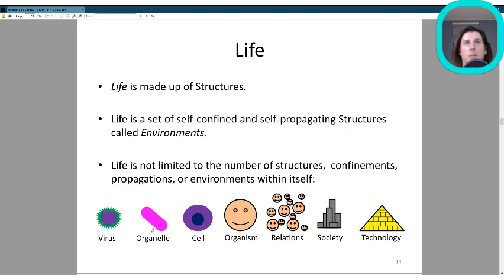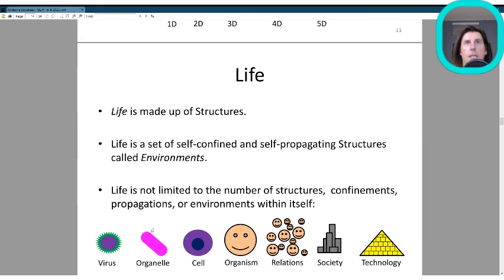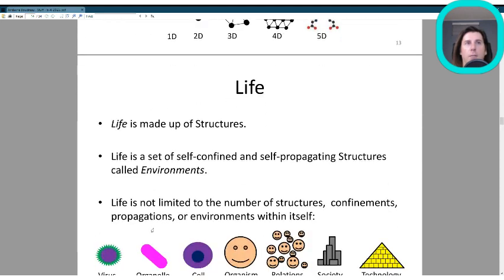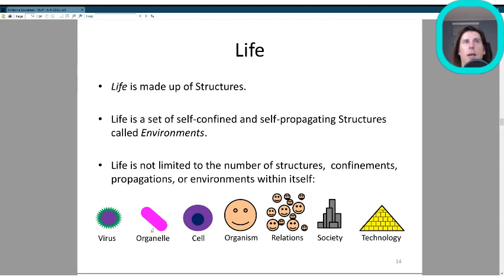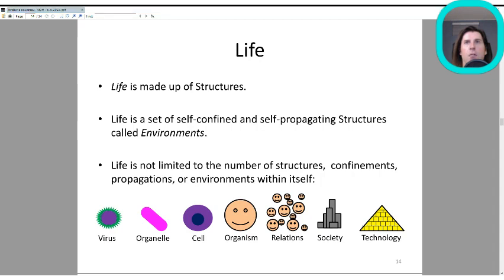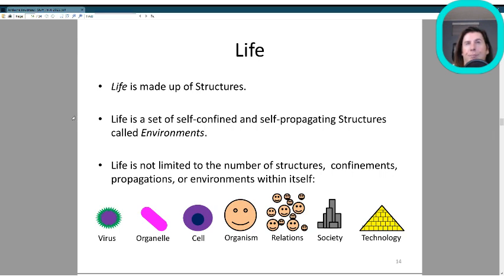So the next thing on the wheel is life. Structures make up life. Life is made from structures. People say, oh, what is life? No, none of that philosophical stuff. It's straight up structure and function in this world.